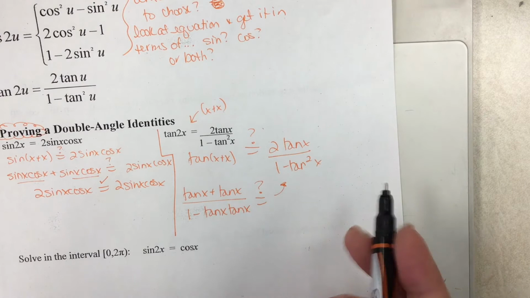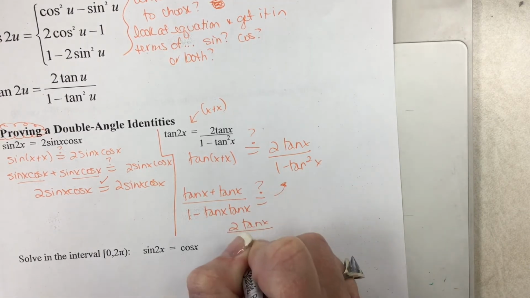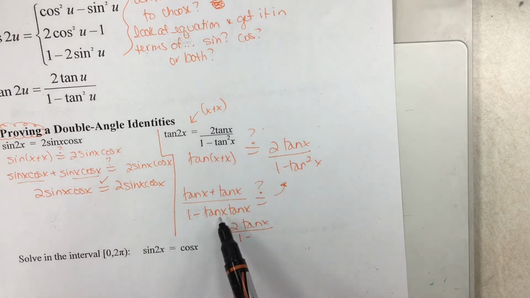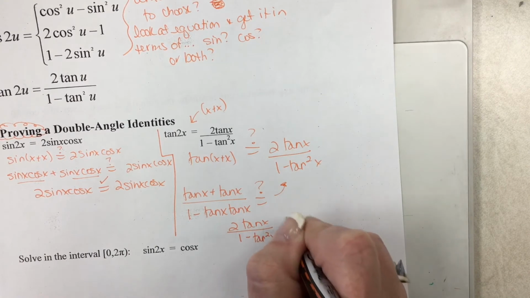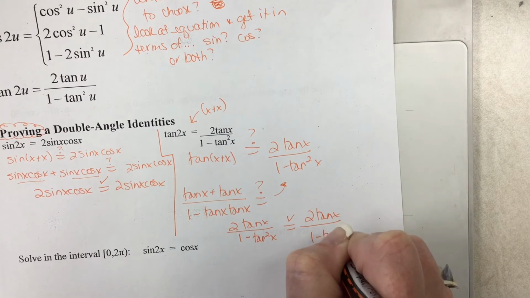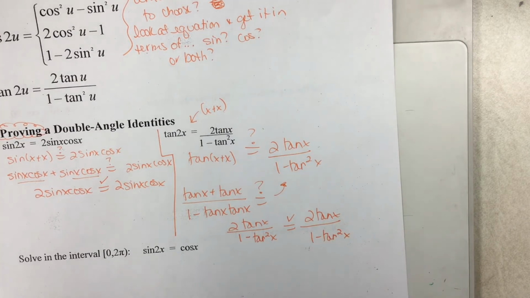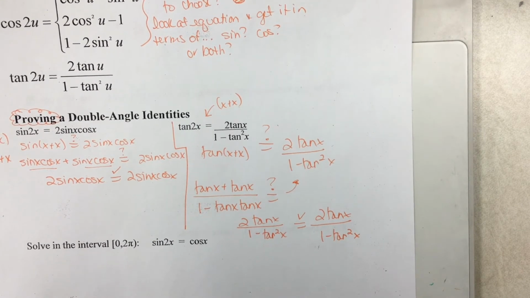Well, what is tangent x plus tangent x? 2 tangent x. And here's your question here, Caleb. Tangent times tangent, there's my tangent squared. So it does equal 2 tangent x over 1 minus tangent squared. So there's the proof for sine and tangent. Okay, we could be proving the 3 for cosine, but we'd be here till tomorrow.